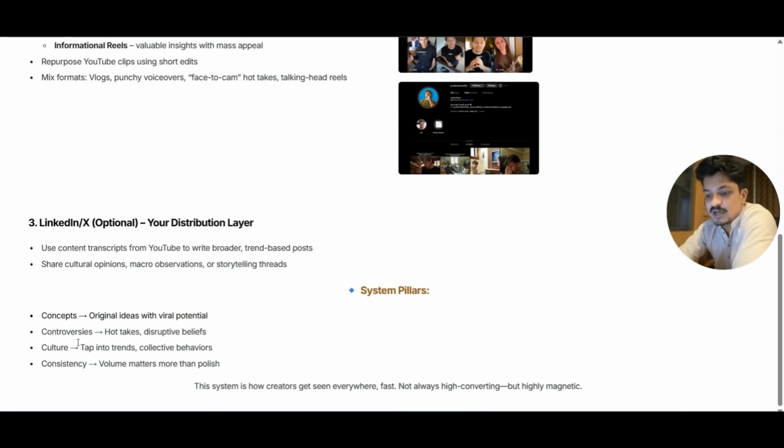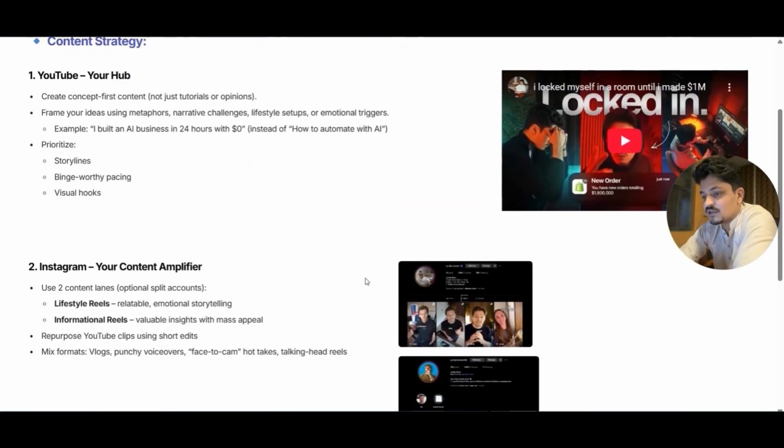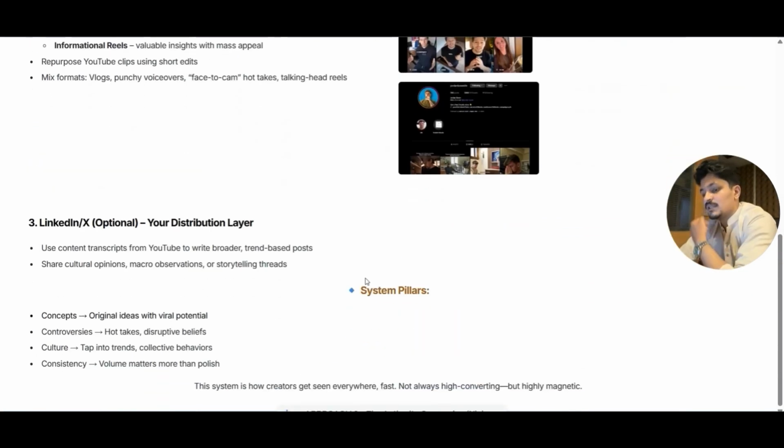As for the culture, tap into trends, collective behaviors, whatever is trending. Just make sure that you dive onto the topic because this is what your goal is. As for the consistency, again, volume matters more than polish. You have to keep in mind that this is not going to work if you are not consistent.